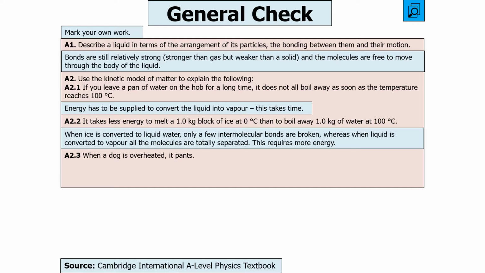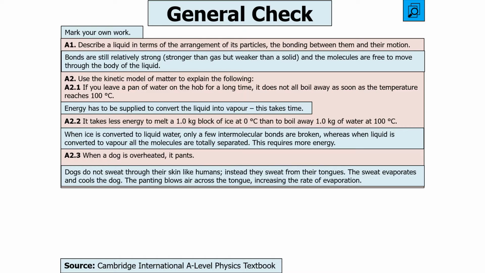That requires more energy. And then finally, a dog doesn't actually sweat through its skin like humans do. Instead, they sweat from their tongues. The sweat then evaporates and cools the dog. Panting blows air across the tongue, which will increase the rate of evaporation.